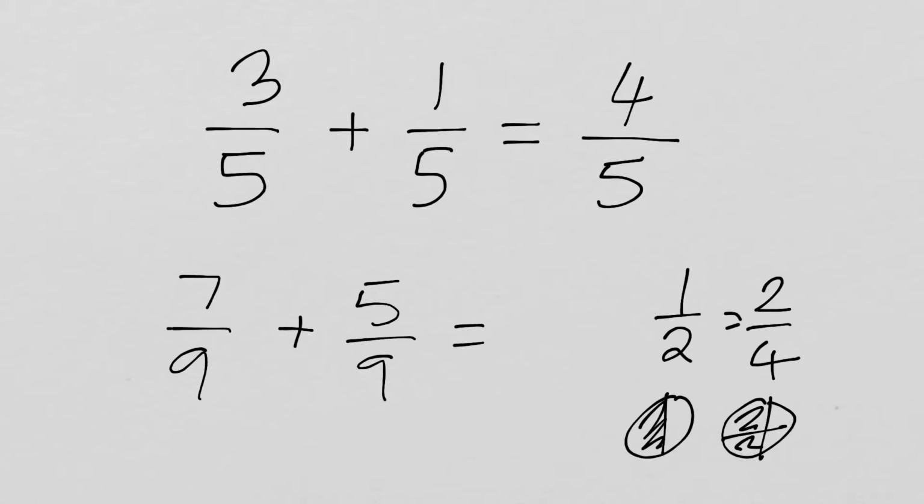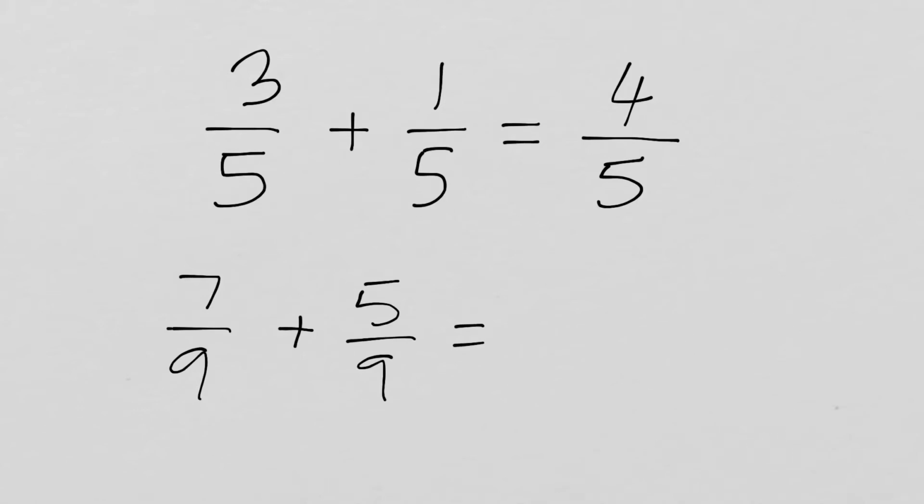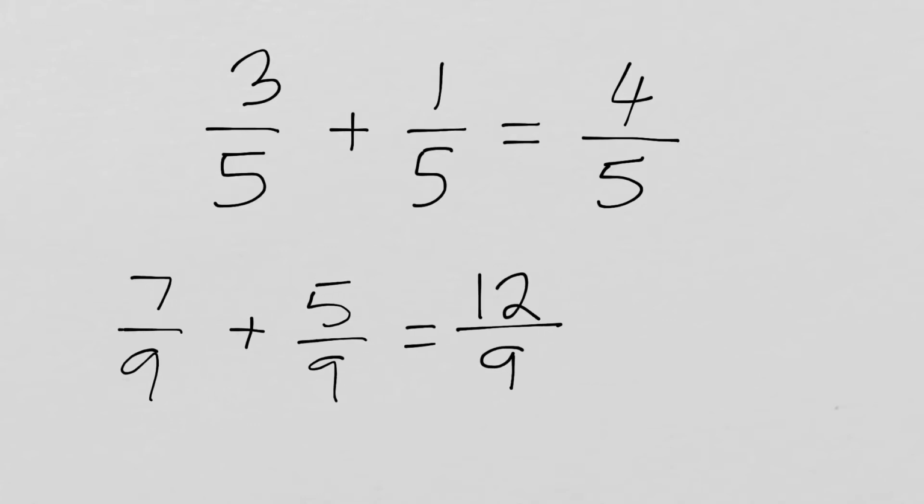Okay, and that is a common mistake that people who are first starting out with this make. So you only add the numerators or subtract the numerators. The denominators stay the same. Here we've got 7/9 plus 5/9, and that denominator stays the same, remember. 7 plus 5 is 12, okay? But we've got an improper fraction here. So we need to change that into a mixed number.